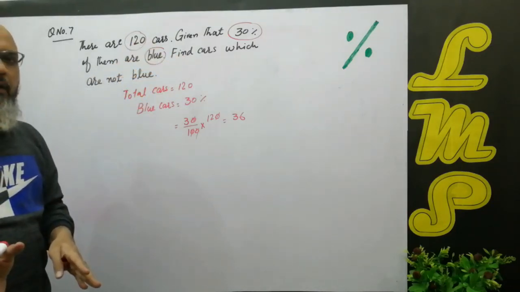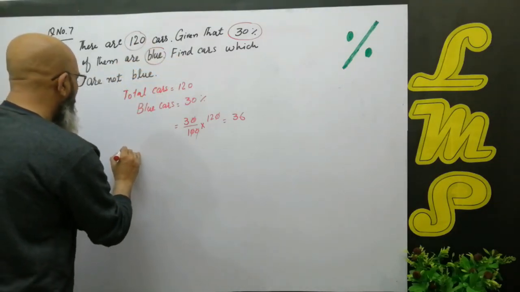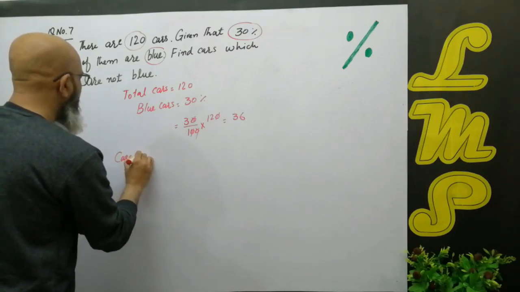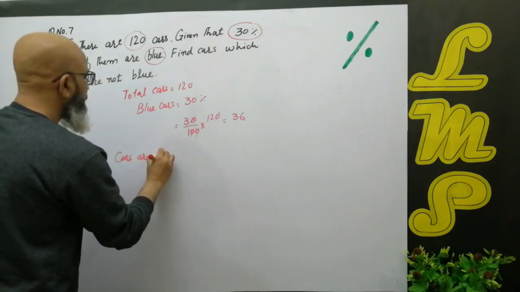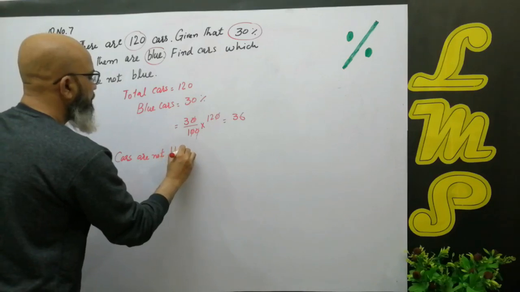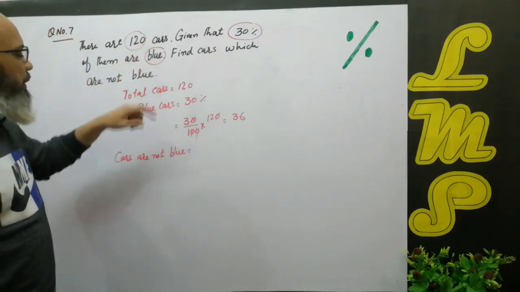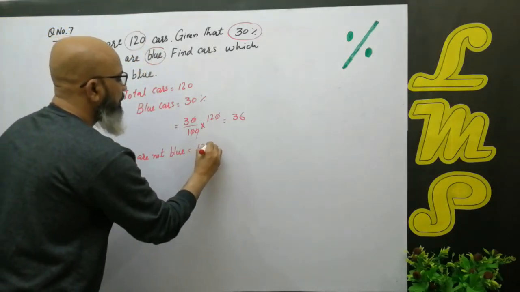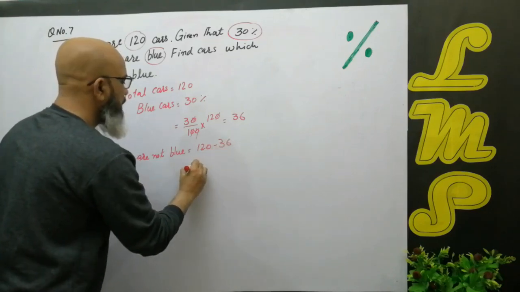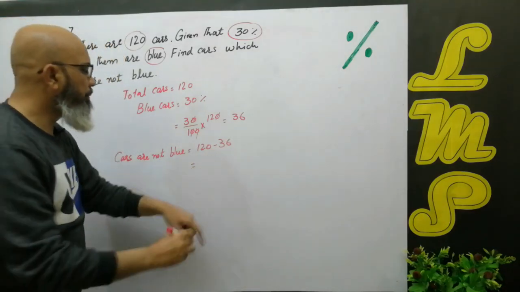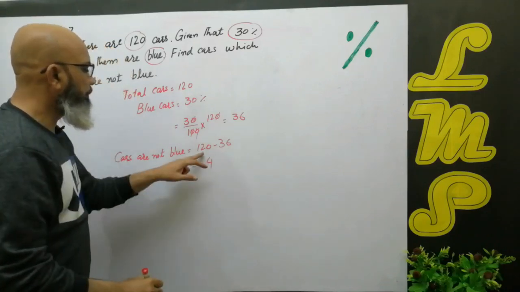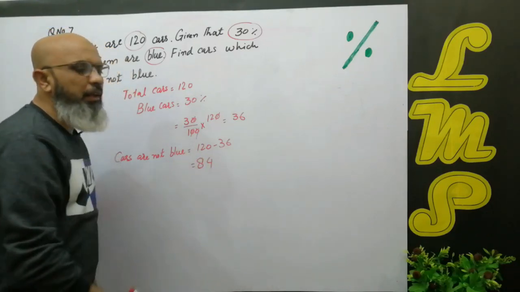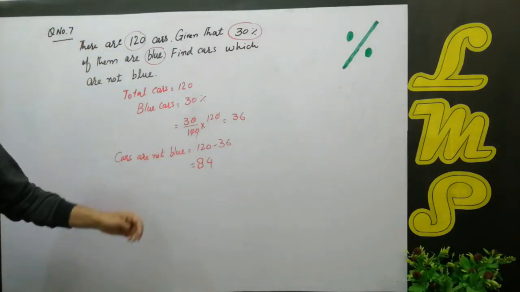The remaining cars are not blue. So the cars that are not blue, we will subtract 120 minus 36. So you will get your answer. That is 84. So in this way you can get your answer.